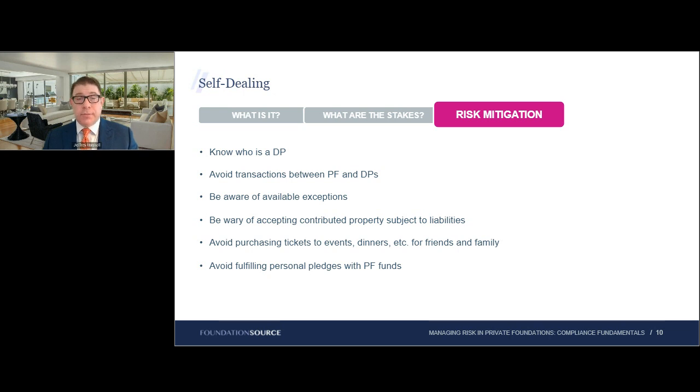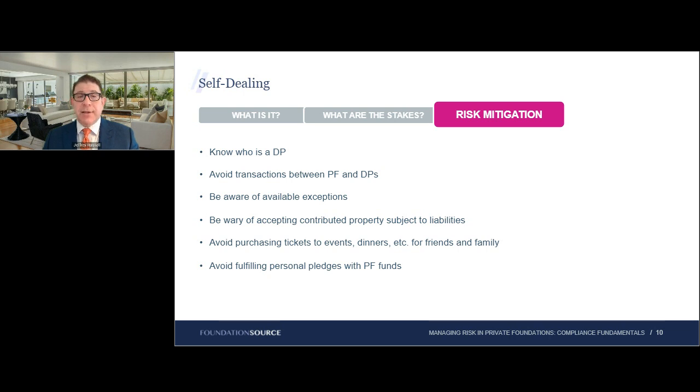And another pitfall is having the foundation satisfy a pledge to a public charity that was made personally by the disqualified person. That would result in self-dealing because the disqualified person would be relieved of a personal liability by use of the foundation's assets.